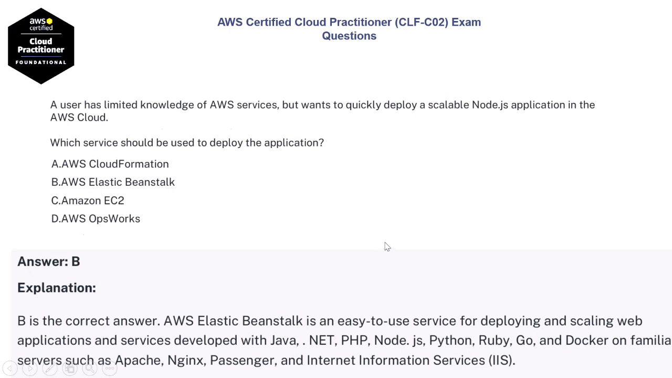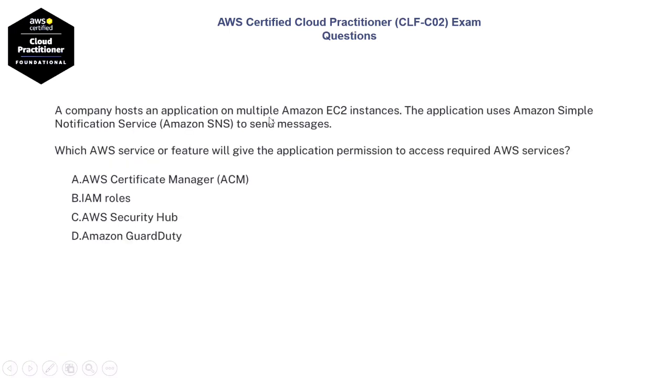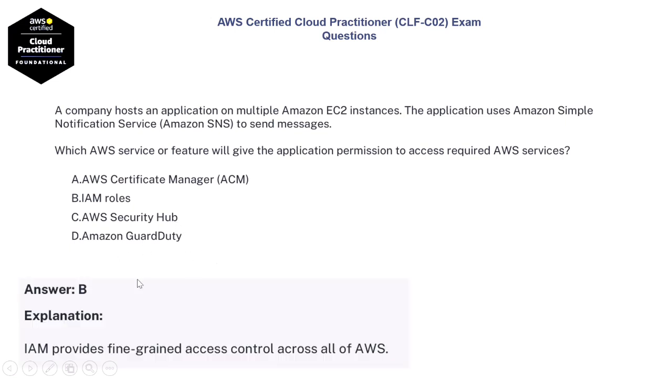Next question. A company hosts an application on multiple Amazon EC2 instances. The application uses Amazon Simple Notification Service to send messages. Which AWS service or feature will give the application permission to access required AWS services? Option A, AWS Certificate Manager. Option B, IAM roles. Option C, AWS Security Hub. Option D, Amazon GuardDuty. The correct answer is option B, IAM roles. IAM provides fine-grained access control across all of AWS.